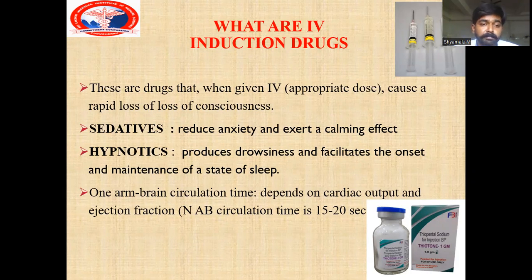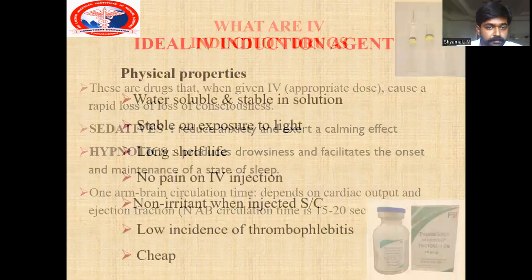Arm-brain circulation is the time between when you give the drug in the antecubital vein and when it reaches the brain. It's called one-arm circulation time. The normal range is 10 to 13 seconds for a patient with good ejection fraction. If the patient has very low cardiac output and ejection fraction, the circulation time will be a little more, like 15 to 20 seconds.